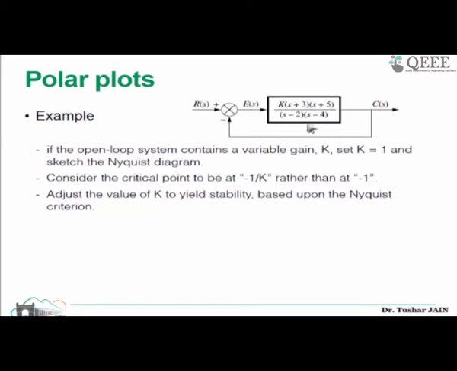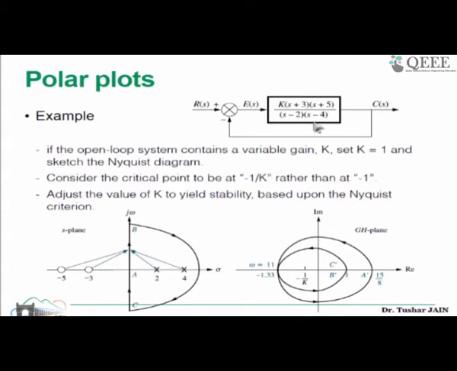We have a closed loop with two zeros on the left hand side, and there are two poles on the right hand side of the open loop system. If the open loop system contains a variable gain k, we follow it in a similar way to what we did for the Bode plot. We consider k equal to 1 or some value to sketch the Nyquist diagram, and then we adjust the value of k to yield stability based on the Nyquist criteria. Either we increase or decrease the value of k to see how our number of encirclements changes.